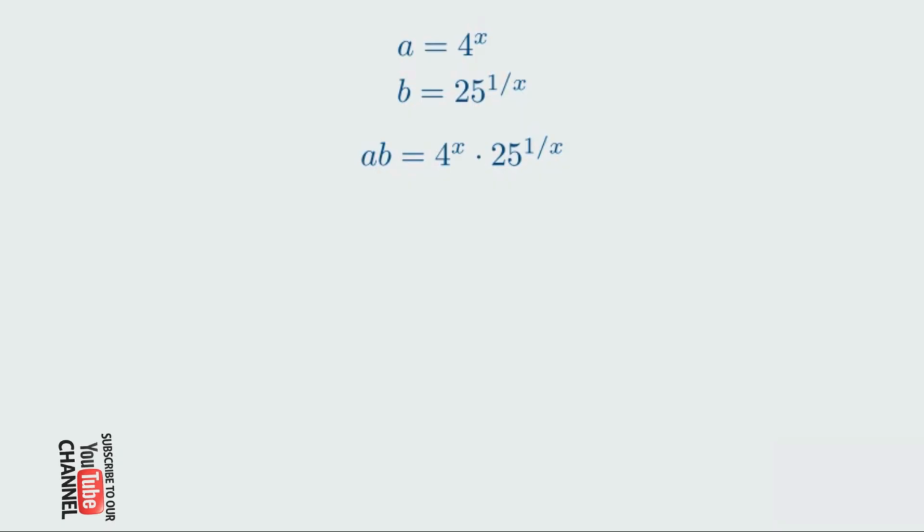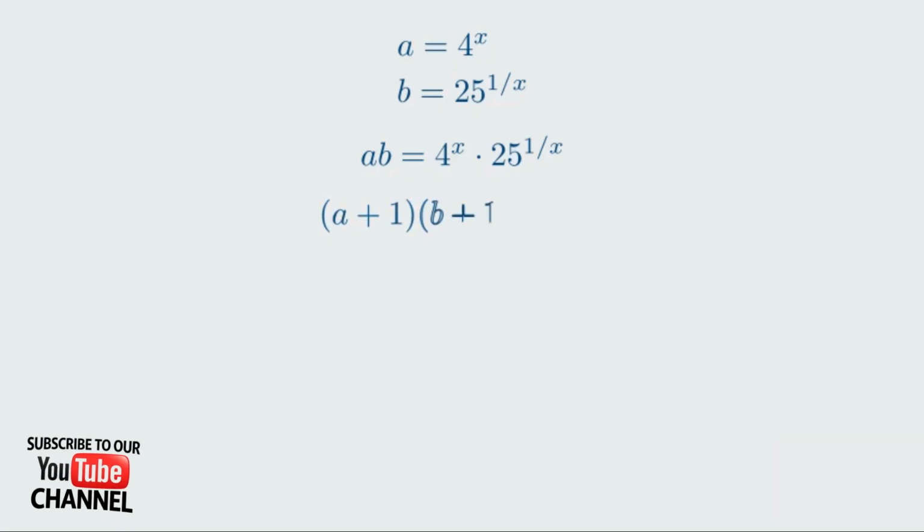Now, let's look at the product (a plus 1) times (b plus 1). We know this product equals 102. Expanding this, we get ab plus a plus b plus 1 equals 102. We can subtract 1 from both sides, bringing us back to an earlier step.